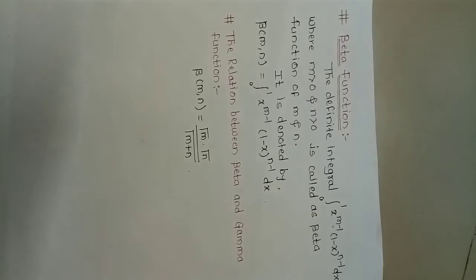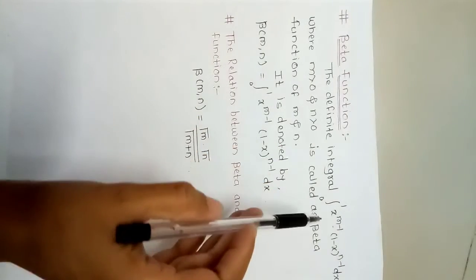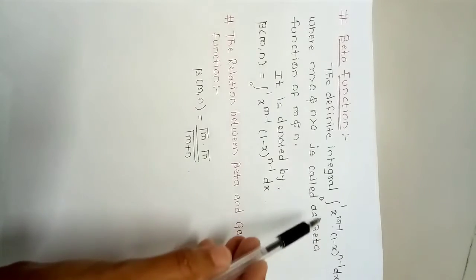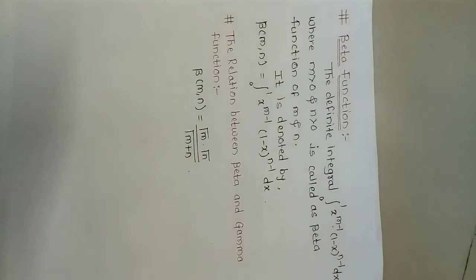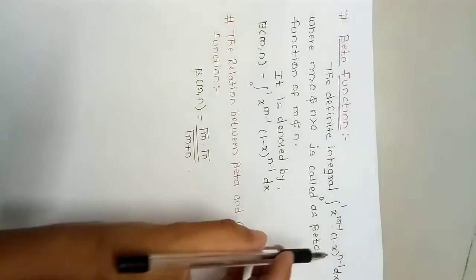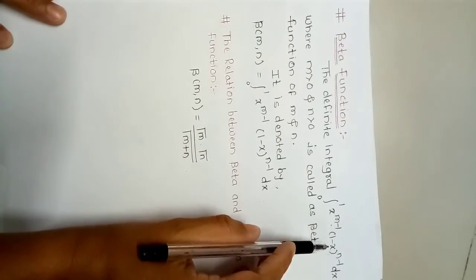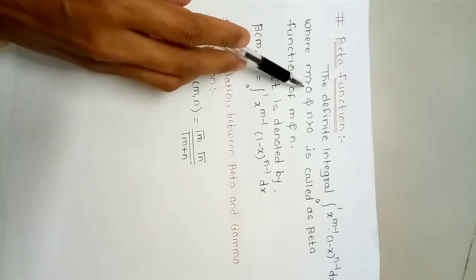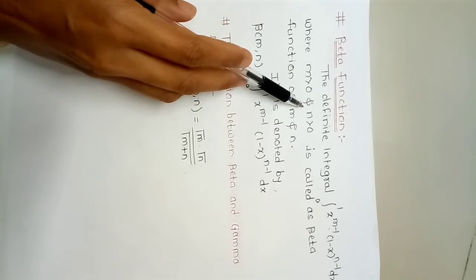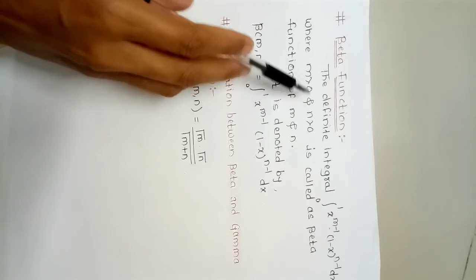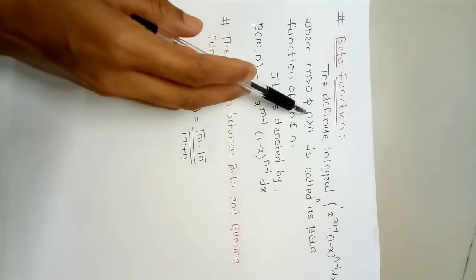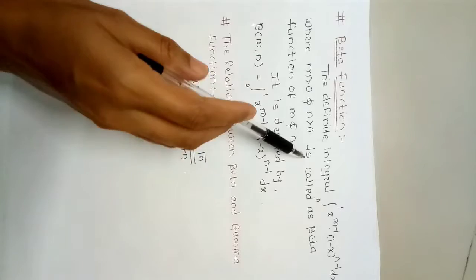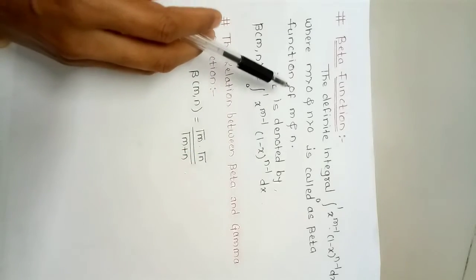See on the screen the definition of beta function. The definite integral, integration varies from 0 to 1, x raised to m minus 1 into 1 minus x raised to n minus 1 dx, where m is greater than 0 and n is greater than 0, that is, m and n are positive integers, is called the beta function of m and n.